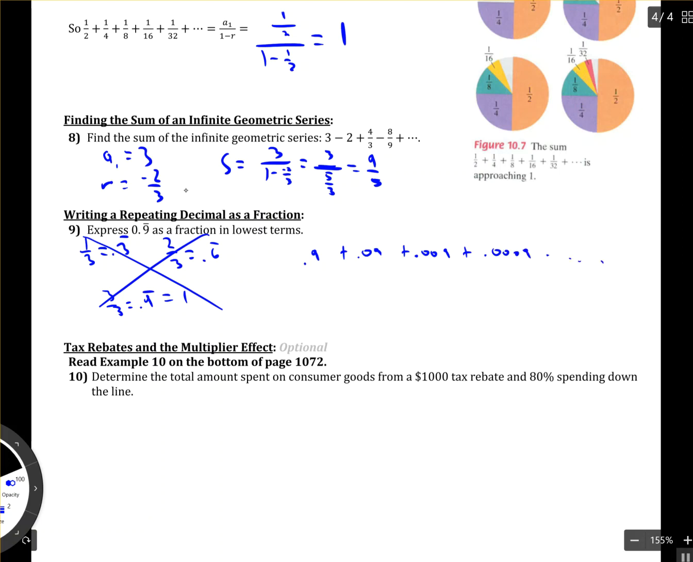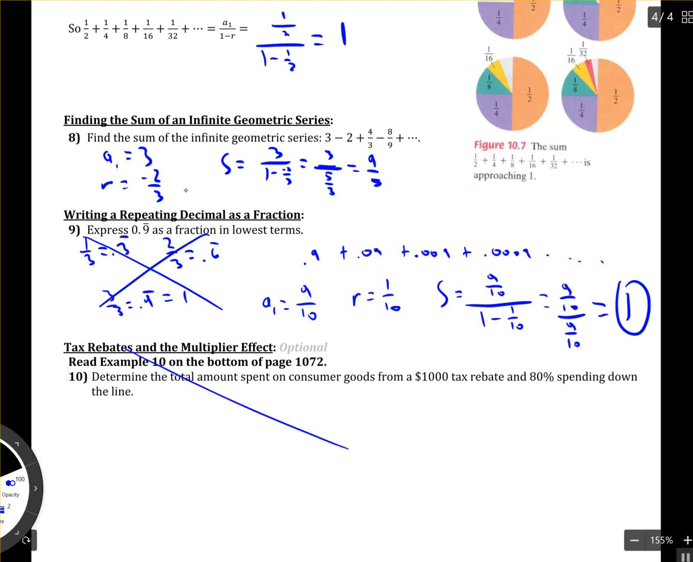So hopefully you'll agree that for 0.9 repeating, I can just add a 9 in each spot and go on forever. So if I look at that, my first term is 9/10, and then notice to get from a1 to a2, I'm going to multiply by 1/10. So r is equal to 1/10. So S is equal to a1 over 1 minus r, which is 9/10 over 9/10, which is equal to 1. And this optional thing we are going to skip.